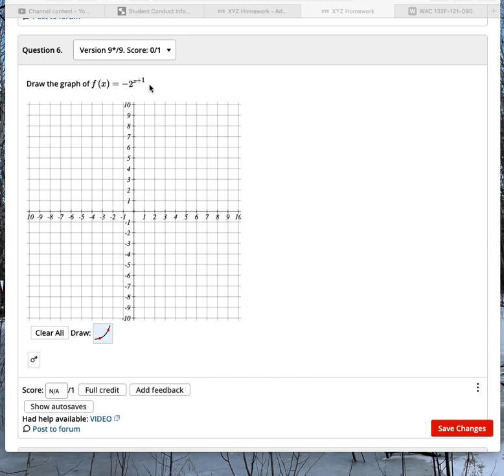So what we're going to do is we're just going to graph our parent function first. So here we would just have y equals 2 to the x. So when x is 0, y would be 1, and when x is 1, y would be 2. So there's just our parent function, it hasn't been shifted at all.